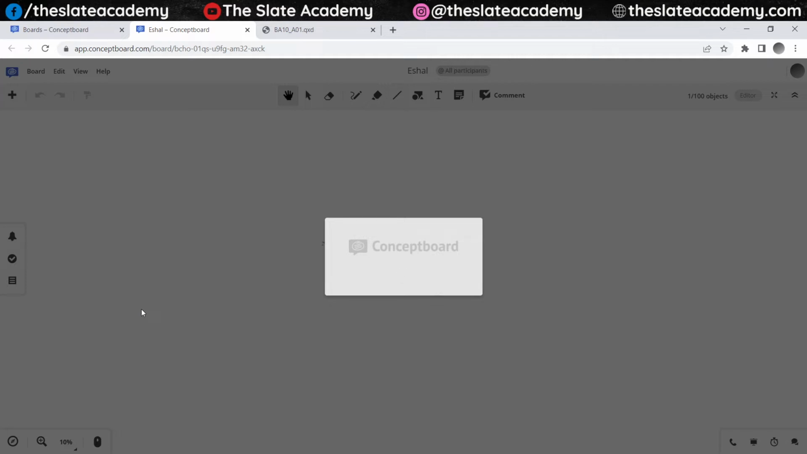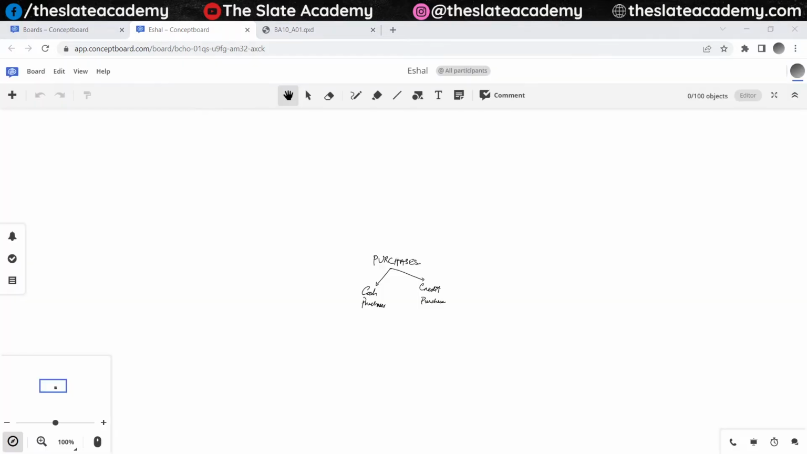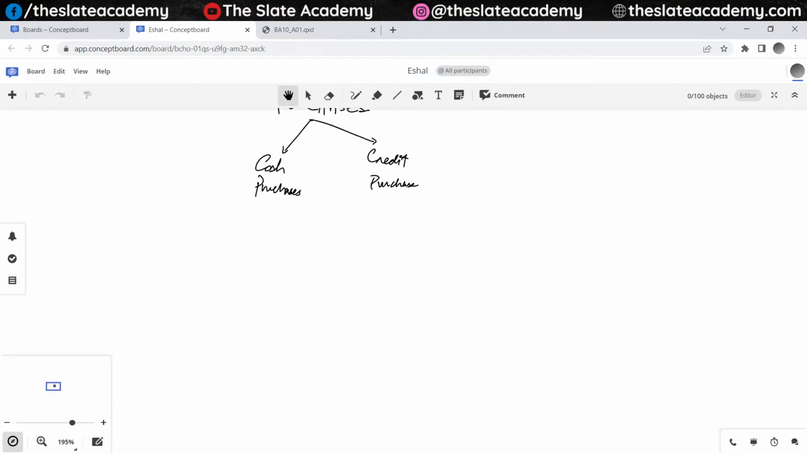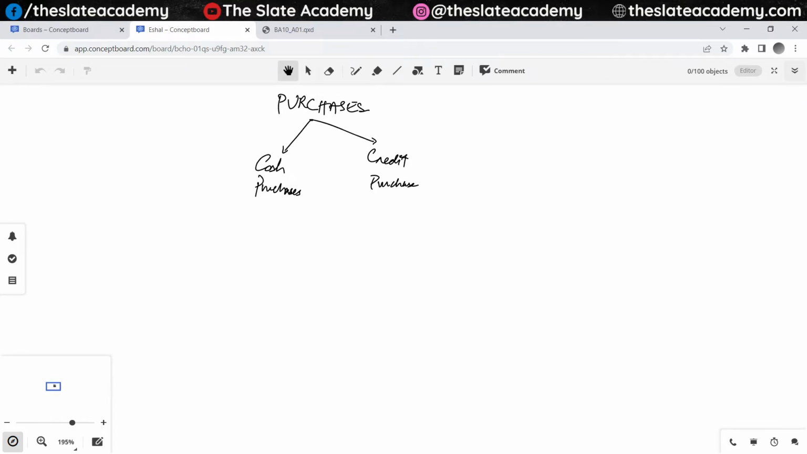The other type of purchases are called credit purchases, and credit purchases are the ones in which payment is deferred. So I say I buy these goods right now, but I'll pay for them at a later date. So we have to learn how to do the accounting entry for both of these types of purchases. For cash purchases, the entry is purchases account debited, and cash or bank, whichever I'm paying through, this particular account will be credited.